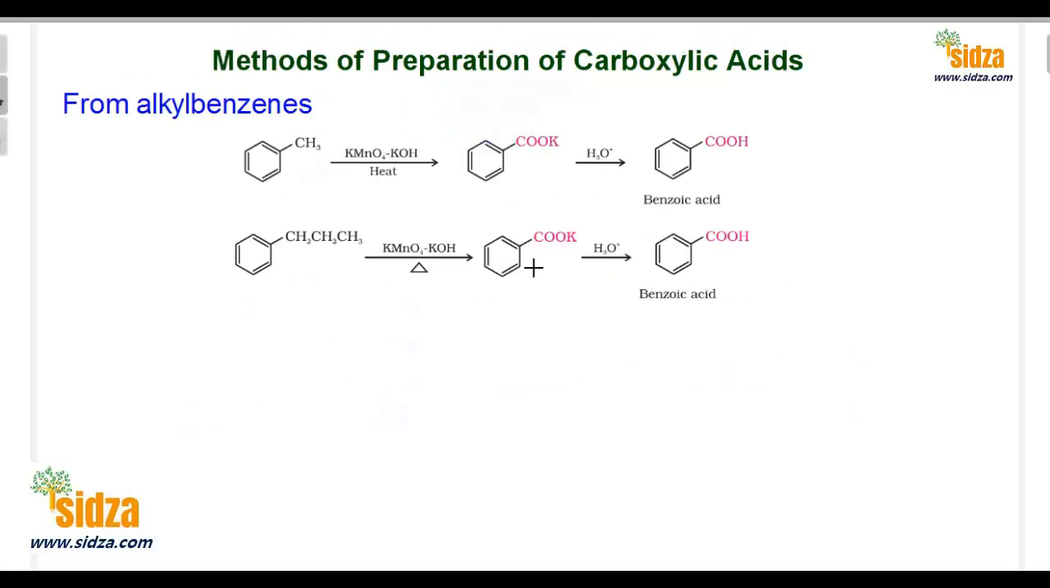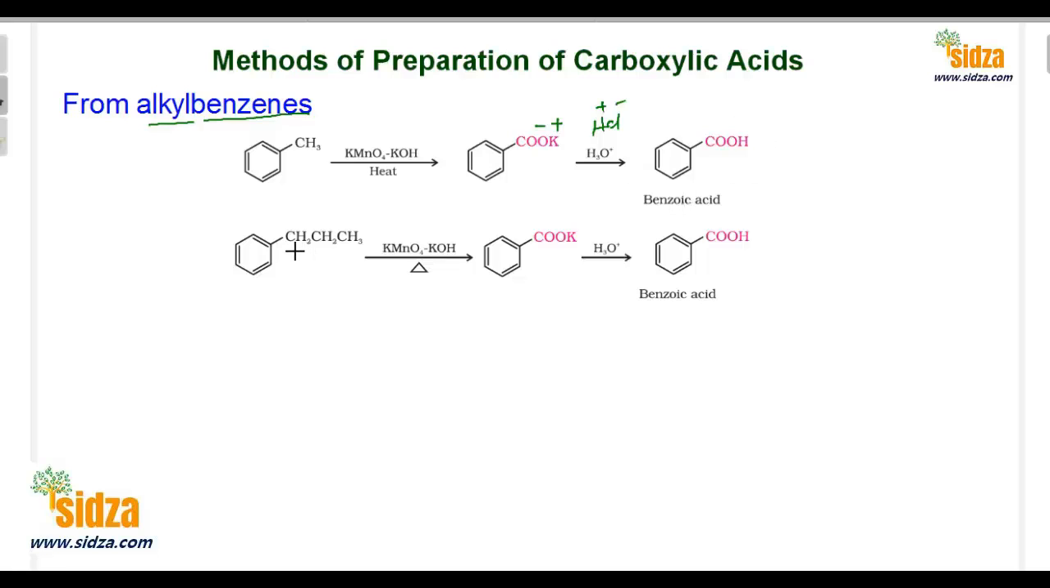We can get carboxylic acids also from the alkyl benzenes, a benzene attached with alkyl. You can oxidize it again with an alkaline solution of KMnO4 and heat it very strongly, and what you will get is a benzoic acid. First you get a salt of this benzoic acid, because it's the alkaline medium here, so it will form a potassium salt, and then we acidify the reaction mixture. We acidify the reaction mixture here, and then what you get is benzoic acid.